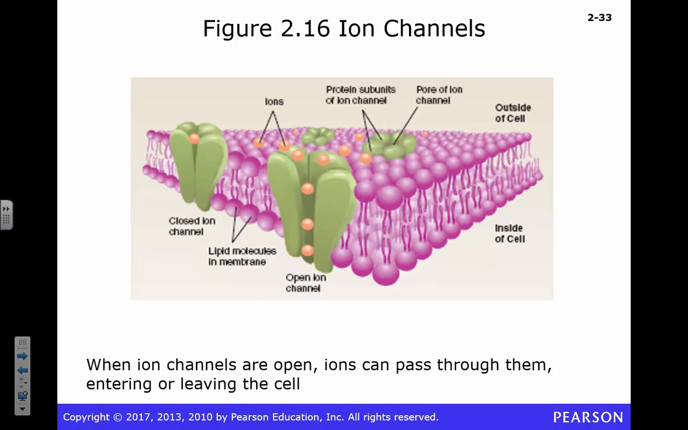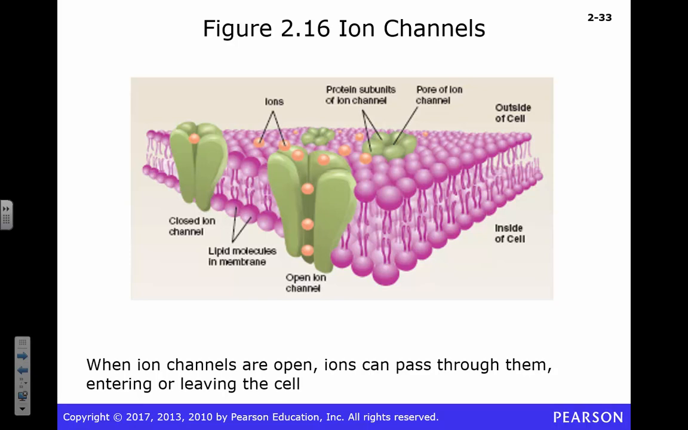We should talk a little bit about ion channels. We should talk a lot about ion channels, actually. We might even talk about pipe cleaners. Yeah, that's going to be exciting.